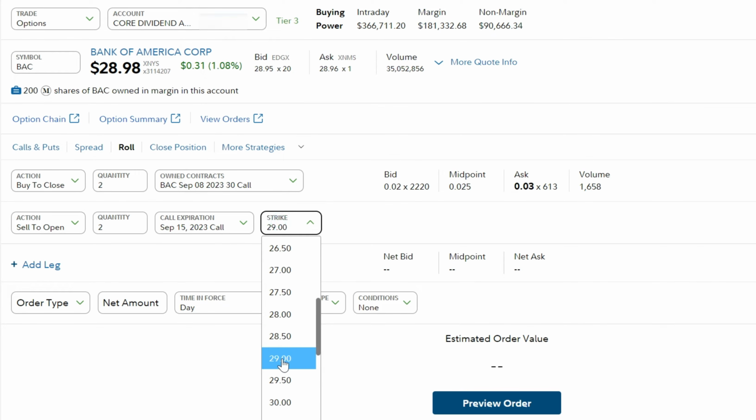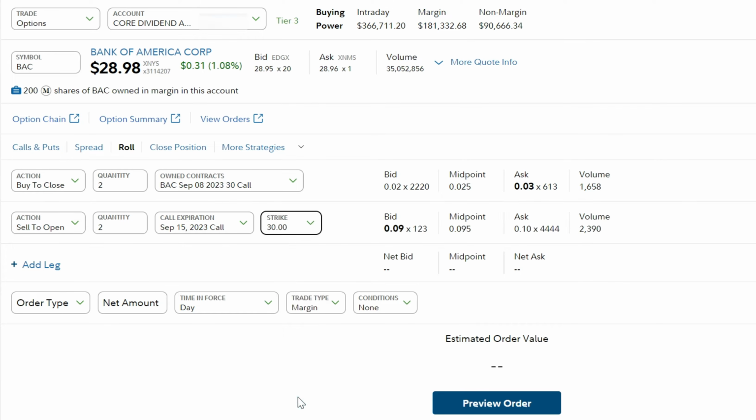If we're rolling from, let's say, 30 to 31, that would be known as rolling up on your strike price. And if you're going to roll from 30 down to 29, that'd be rolling down to the $29 strike price. Let's just say I wanted to keep it even and stick with the $30 strike price. In this situation, I would be rolling out to the 15th and sticking with the same strike price.